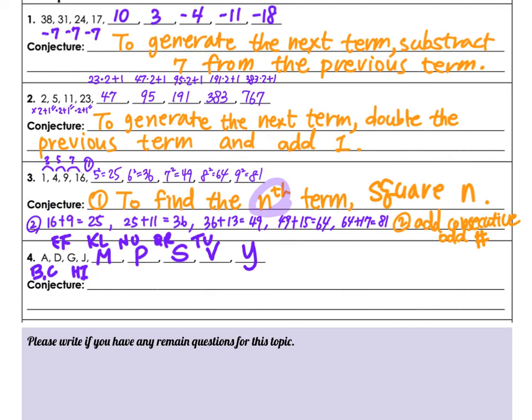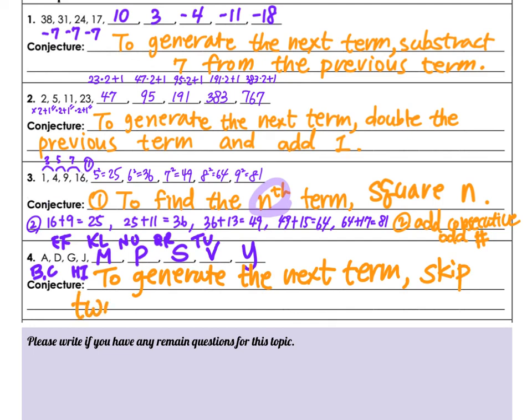So how can we write the conjecture? To generate the next term, skip 2 letters after the previous term.